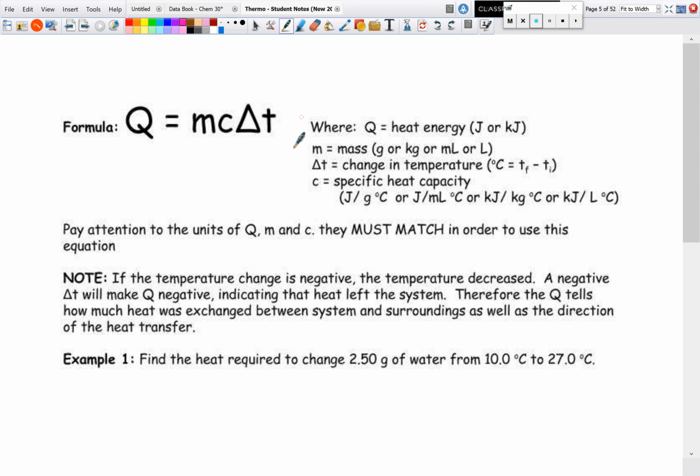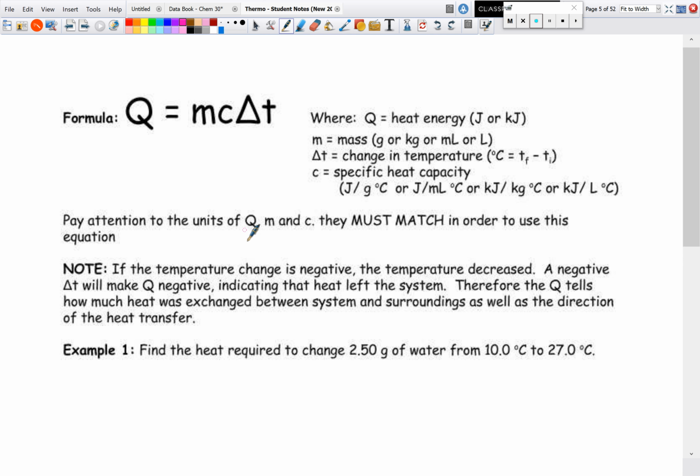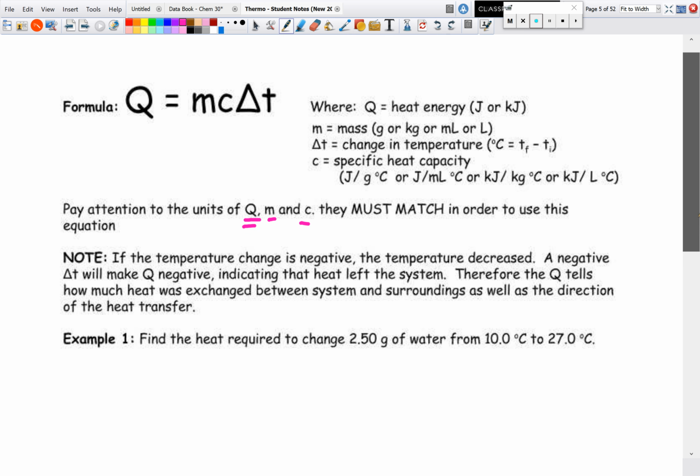So let's look at our equation. So we have Q is equal to mc delta T. Q is going to be the heat energy in joules or kilojoules. Mass is going to be in grams, kilograms, milliliters, or liters. Temperature change is going to be in degrees Celsius, and we always take the final minus the initial. And C, specific heat capacity, we have our units here that were listed on the page. So what it says right here, pay attention to the units for Q, m, and C. They must match in order for the equation to work, which we will get into.